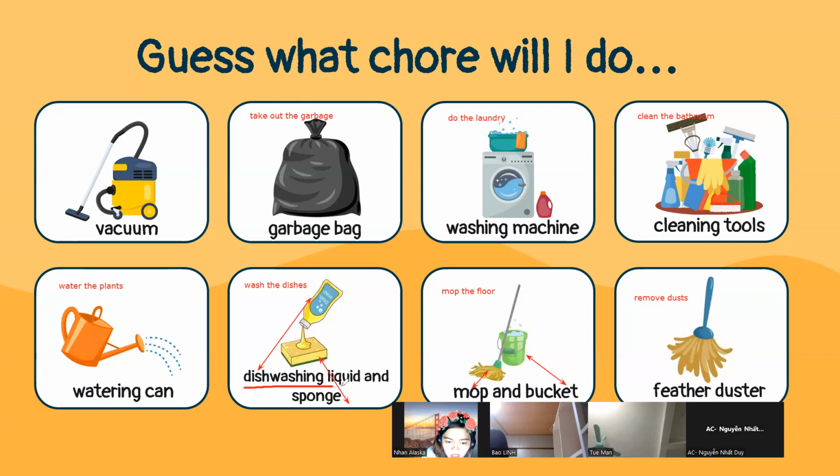Watering can. This one. How about this? Dishwashing liquid and sponge. Yeah. How about this? Mop and bucket. Bucket, or for some, they call it pail. All right. But in here, I'm more familiar with a bucket. And the last one is feather duster. Duster. Roy, how about Tweeman?